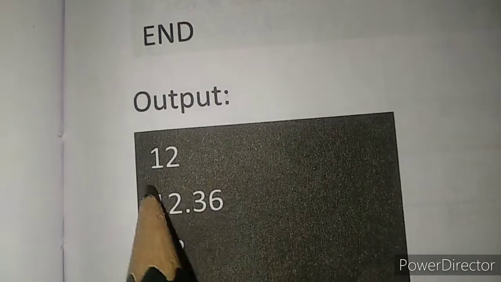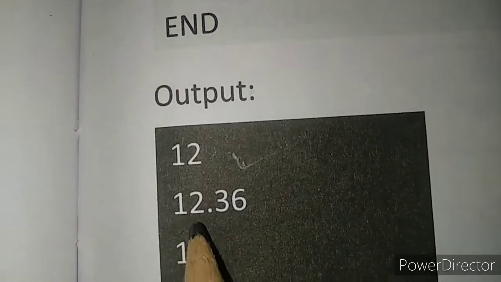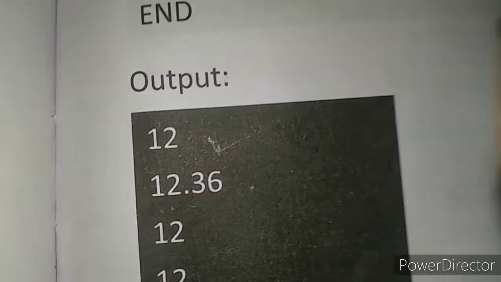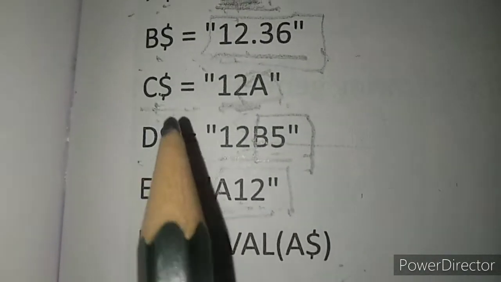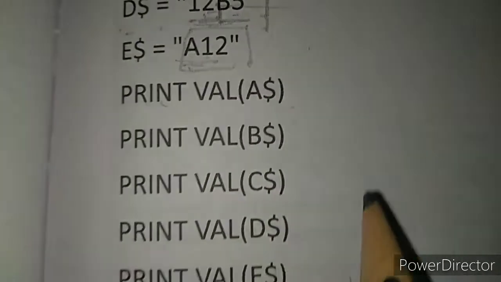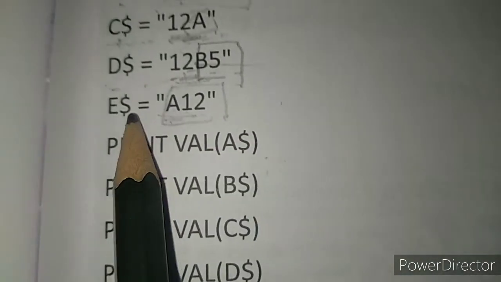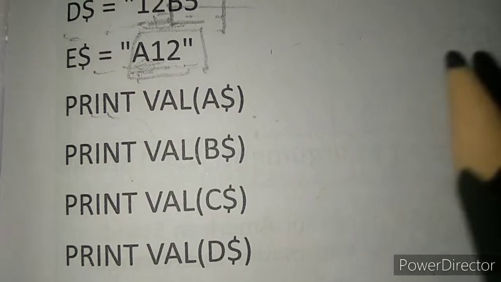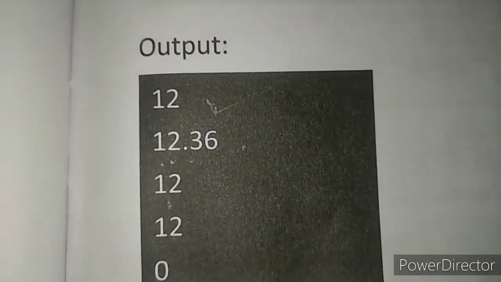Here in the output, in the first, 12 is there as we have discussed. Here in B, 12.36, and here in C, 12 is there. Here you can see that in C, 12A is there, so A is removed. In D only 12 will be given. Look at this, 12 is there. And in E, 0 will be there because this string is starting with a character and therefore nothing will be returned except 0, right? So here this is the output. Now it is clear how the val function converts a string into a number.